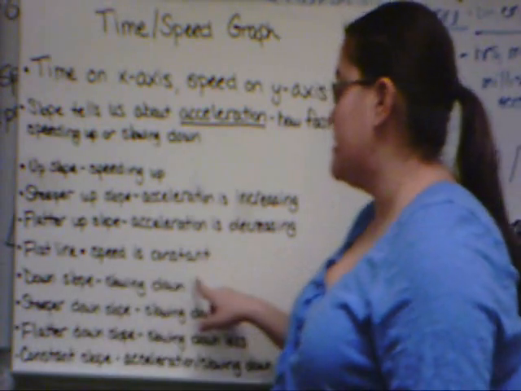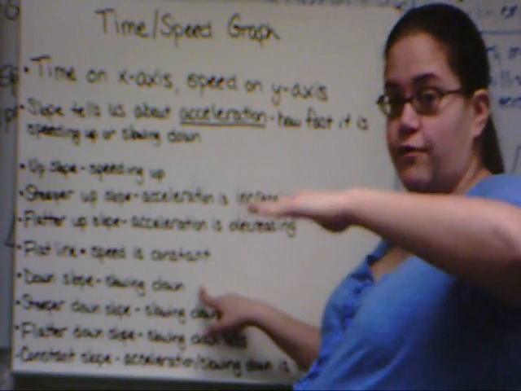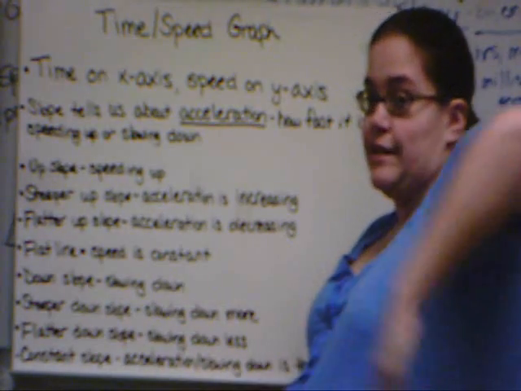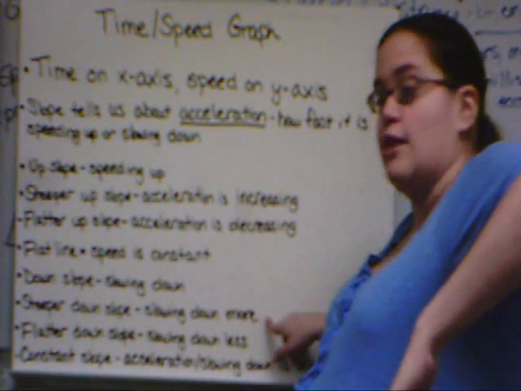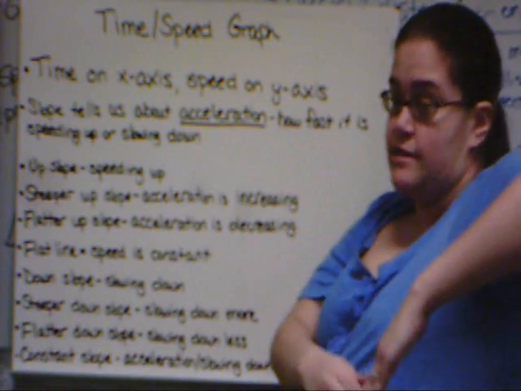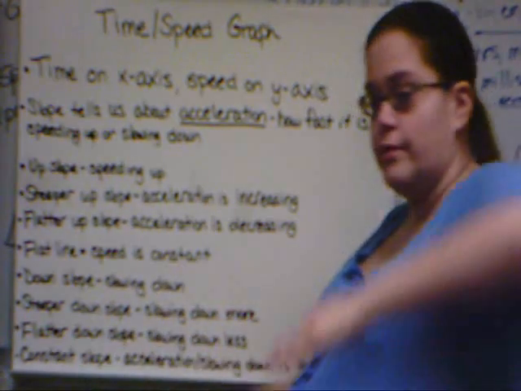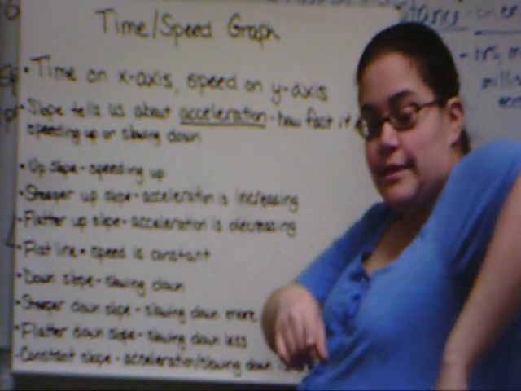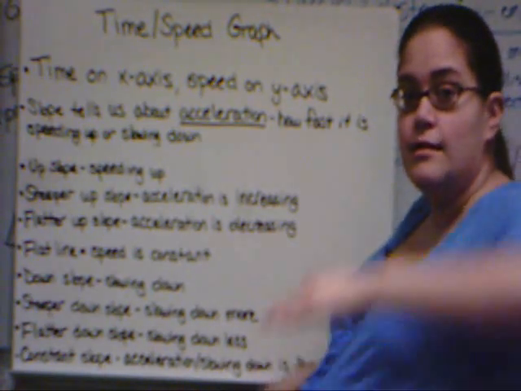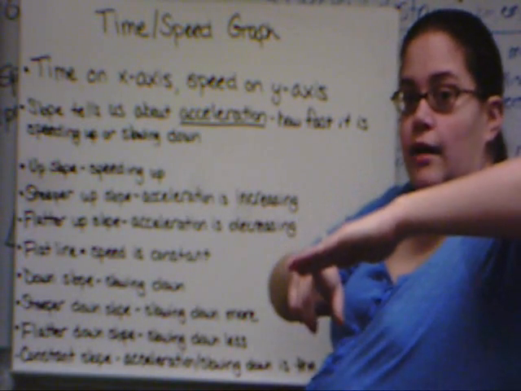If it has a down slope, it means it's slowing down. So regardless of how flat or steep the line is, if it's going down, it means it's slowing down. If it has a really steep down slope, it means it's slowing down more. Maybe I was going 60 and the stoplight's right there. I gotta slow down really fast. So I'm slowing down a lot. If it's a flatter down slope, so it's going down again, but it's not steep like this one, it's a little bit more flat, that means it's slowing down less. So maybe I'm only going from 20 to 0, right? Like I'm slowing down a lot less.